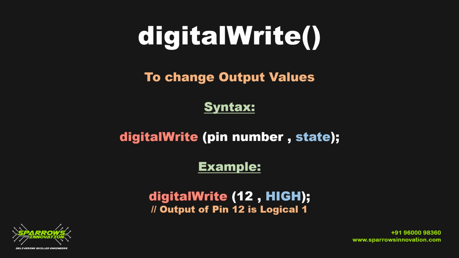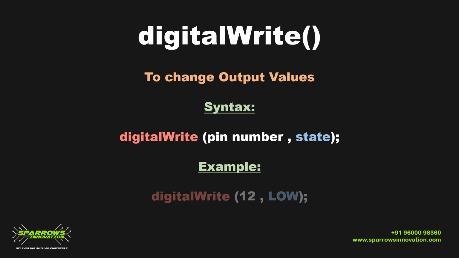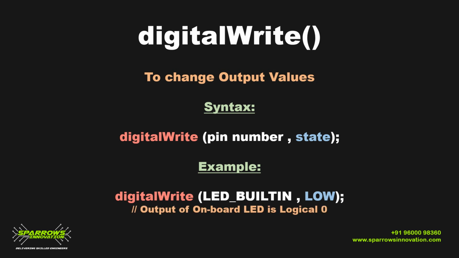That means it stands for your pin number 12 as active high, that means logical high. That means if you are connecting any LED to pin number 12, the LED will turn on when you use digitalWrite 12, comma, HIGH. If you want to make it off, you have to use digitalWrite 12, comma, LOW. LOW will give a logical low at the output. So this is the digitalWrite function. Since we are learning about LED built-in, we can use digitalWrite LED_BUILTIN, comma, LOW, which will make your onboard LED low. Or else you can use digitalWrite LED_BUILTIN, comma, HIGH, which will make your onboard LED high.